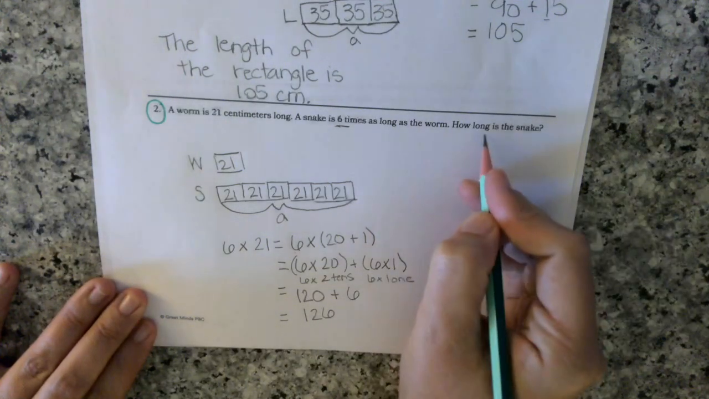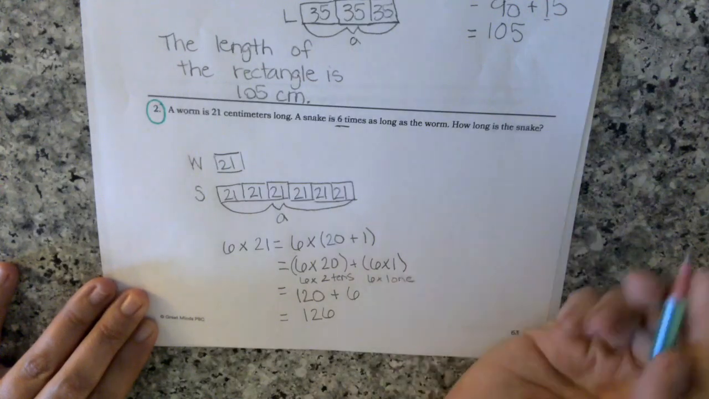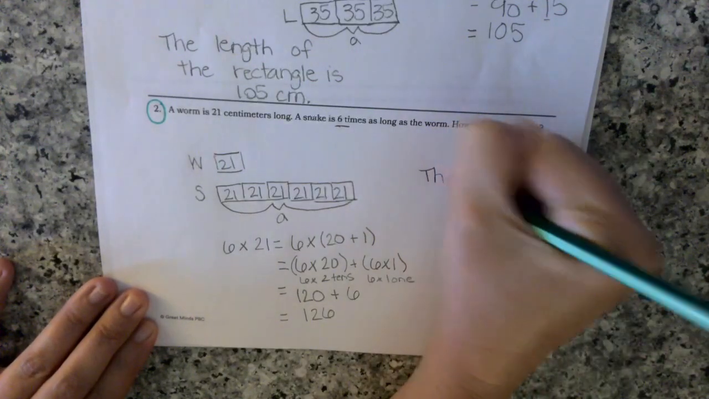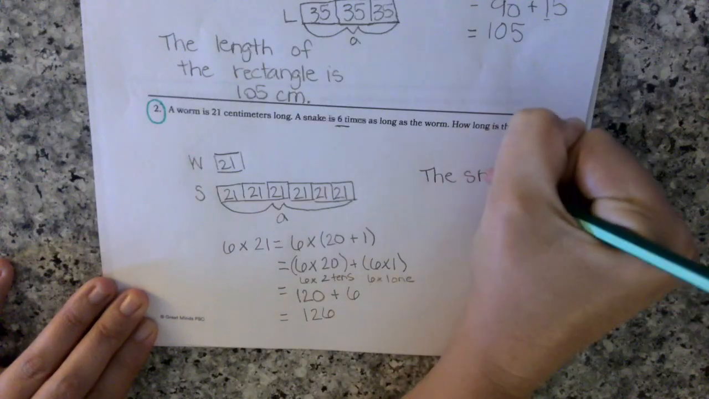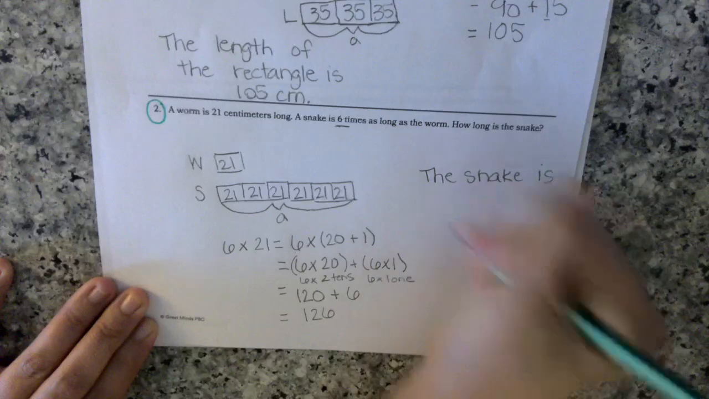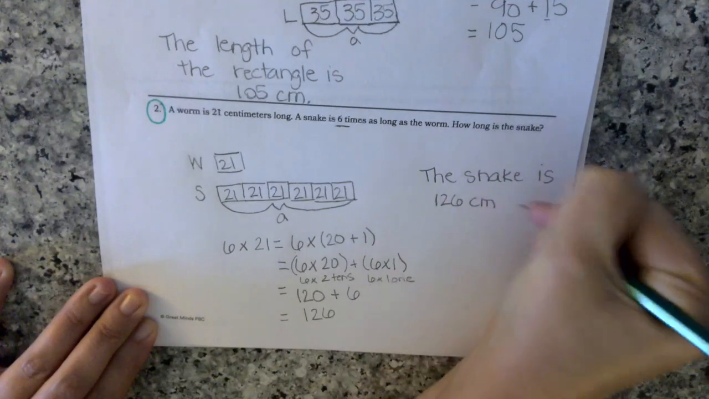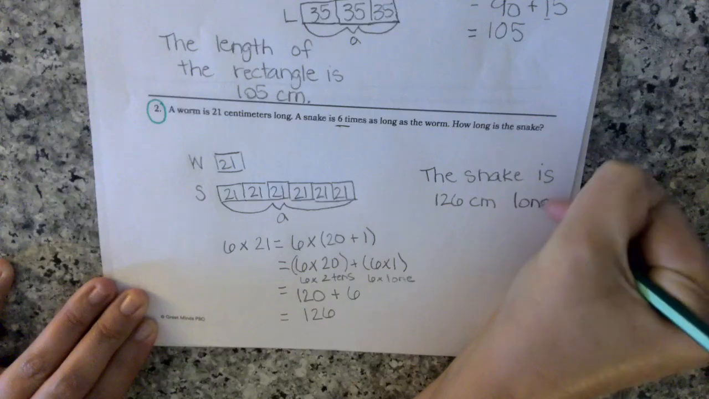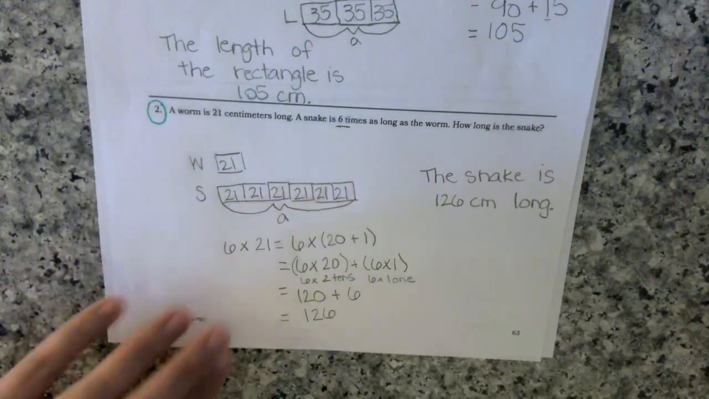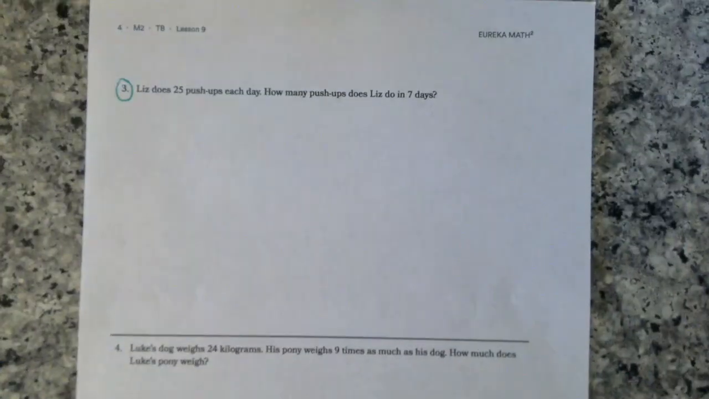So now I'm going to go back and write, using that read, draw, write process. How long is the snake? The snake is 126 centimeters long. All right, and then I'm going to do problem number 3 from this problem set as well.